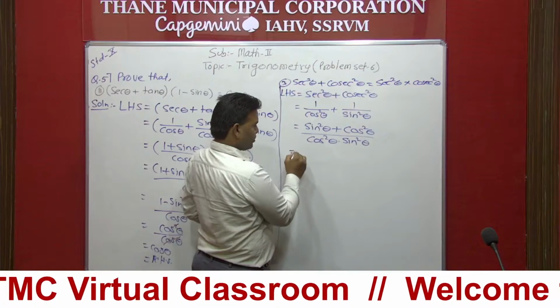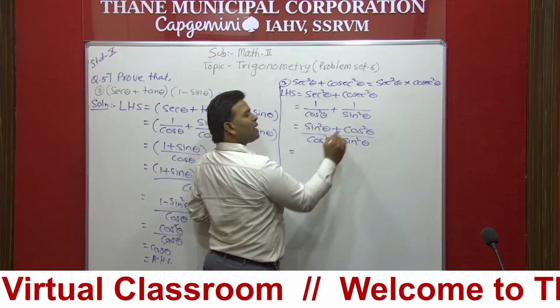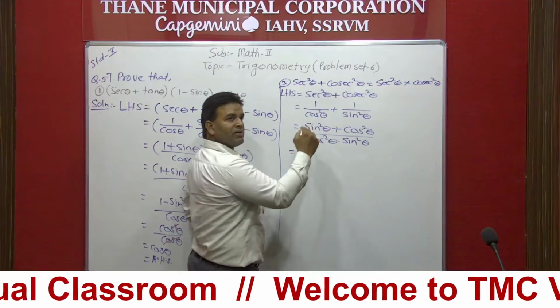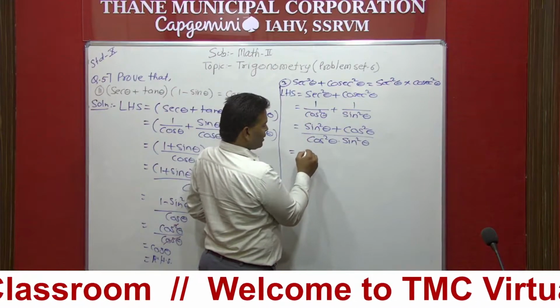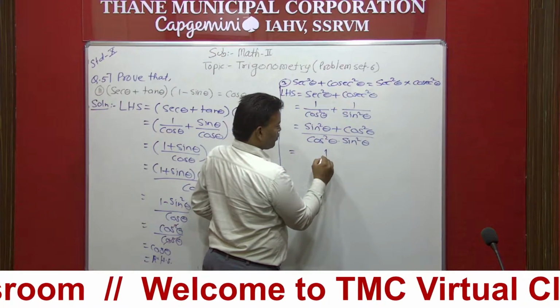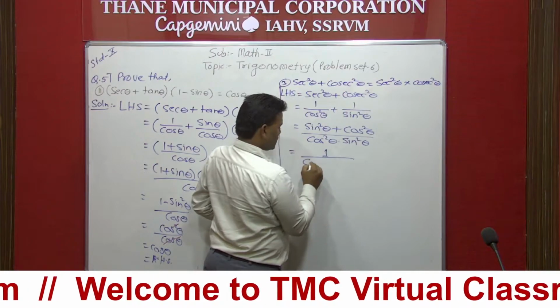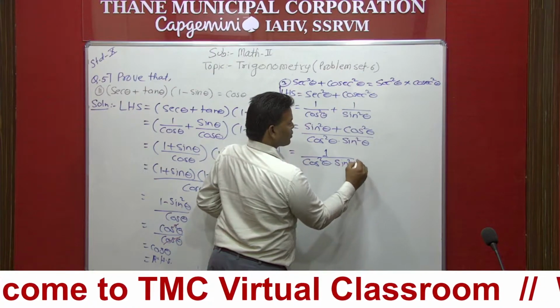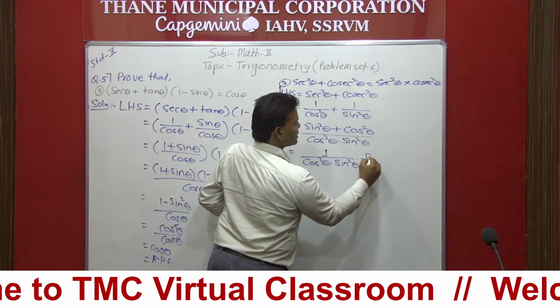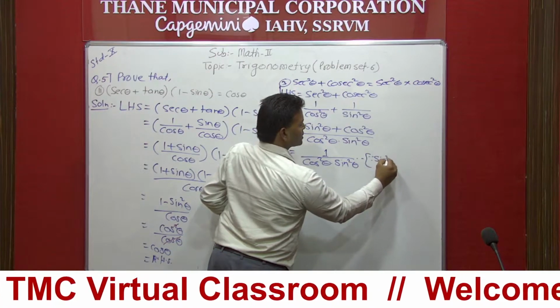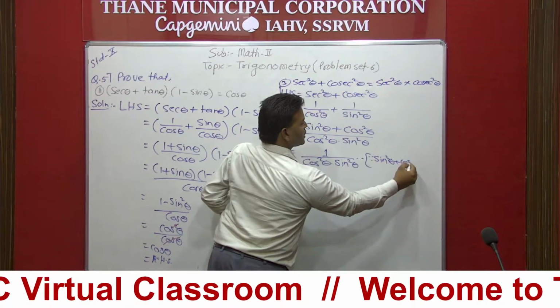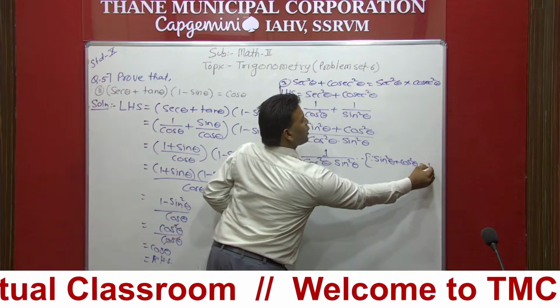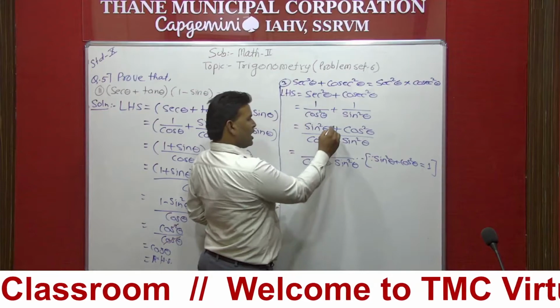multiplication. That is equal to, now sine square theta plus cos square theta is equal to 1. This is one of the identities. So what am I going to write down now? Here I am going to write down 1 upon cos square theta dot sine square theta. Give the reason: since sine square theta plus cos square theta is equal to 1. That's why I have written 1 here.